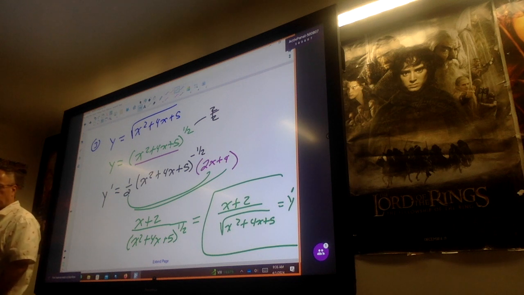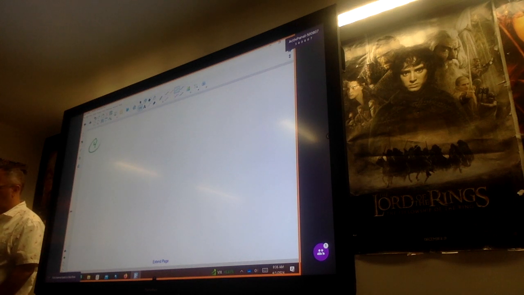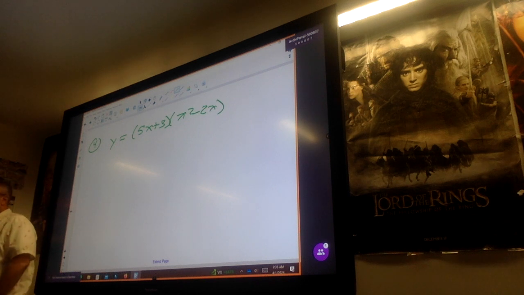All right, ready for number 4? Number 4, y equals this quantity and this quantity. All right, so these are two quantities. Neither of the quantities outside the parentheses are raised to a power, so this is not power rule. This is going to be product rule.